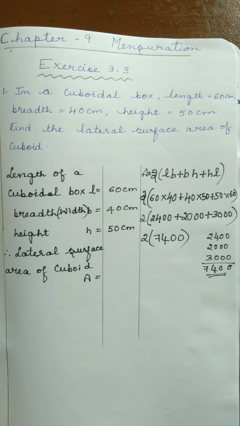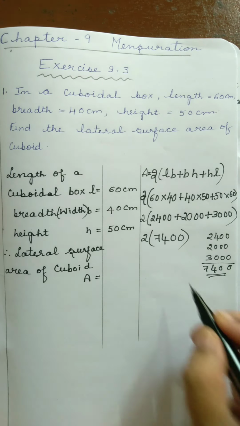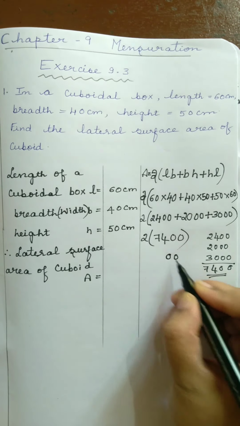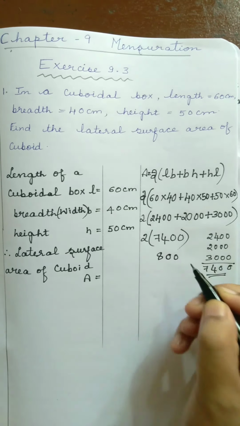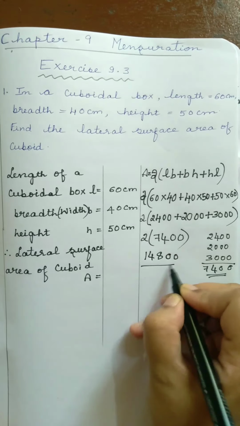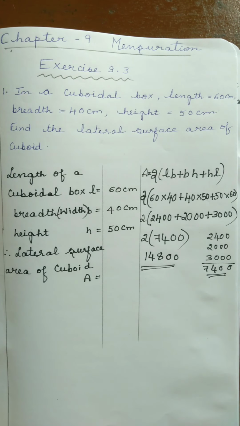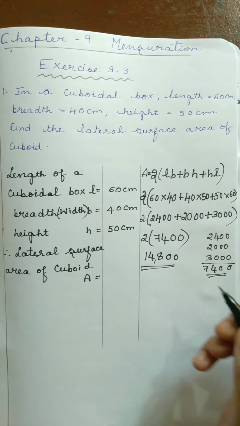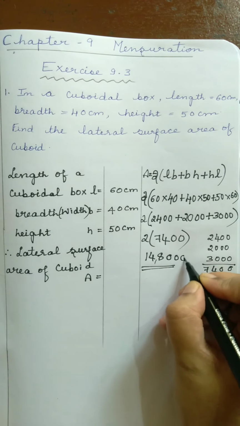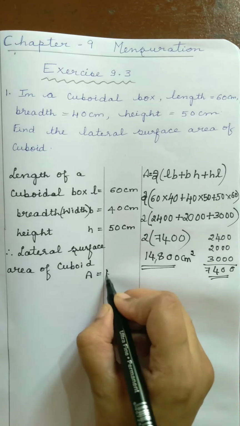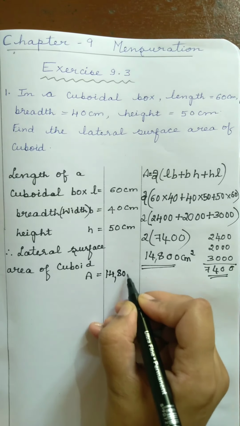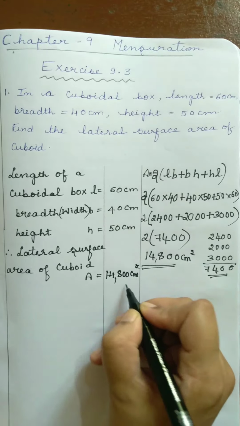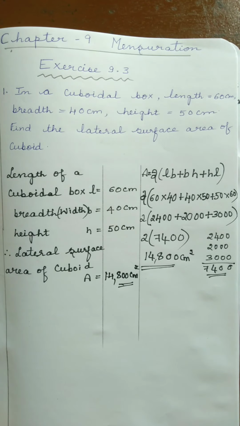7400. When you multiply 7400 into 2, 2 zeros are 0, 2 zeros are 0, 2 fours are 8, 7 twos are 14. Therefore, the lateral surface area of a cuboidal box is equal to 14,800 centimeter square. Therefore, write here 14,800 centimeter square. Area is expressed in centimeter square.